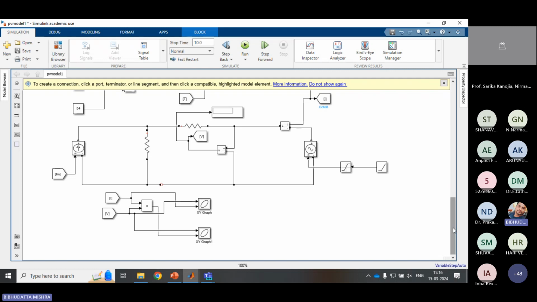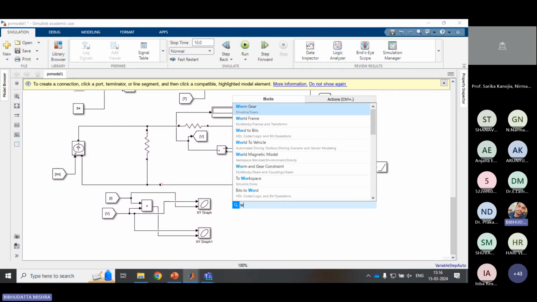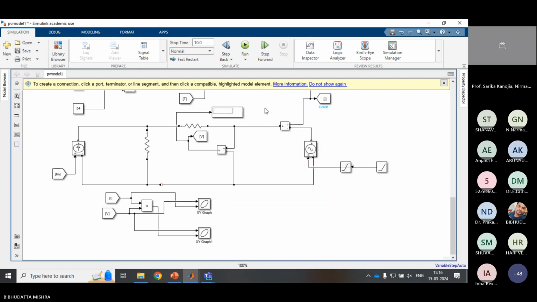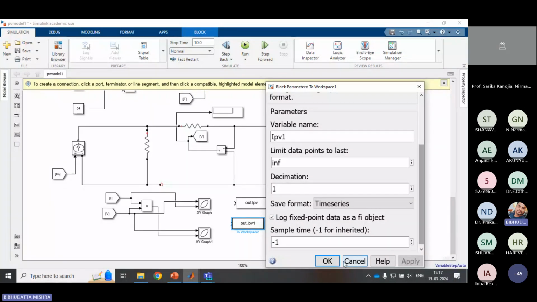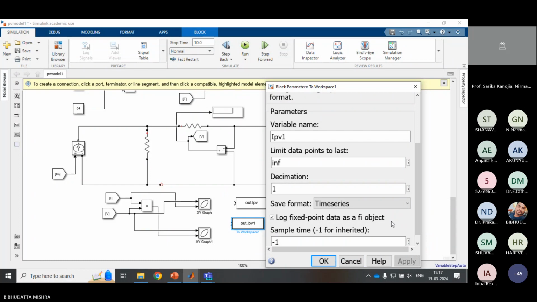Also, for plotting several conditions, like at different irradiance values, like 1000 watt per meter square, 800 watt per meter square, 600 watt per meter square, and keeping the constant temperature, that is 25 degree, or that value being constant. So we need to take it to workspace. So To Workspace blocks we will use, and rename them. First one IPV, I am taking IPV. And the decimation being 1, and time series array.